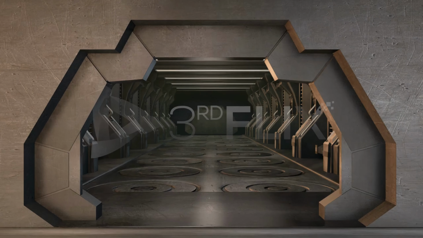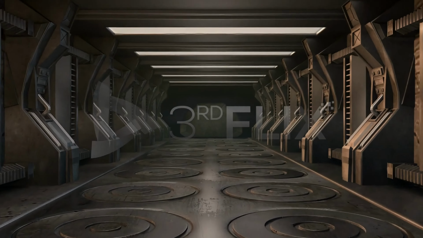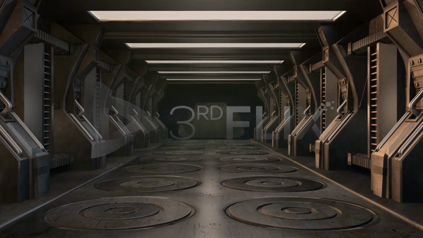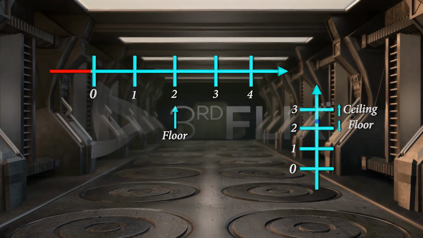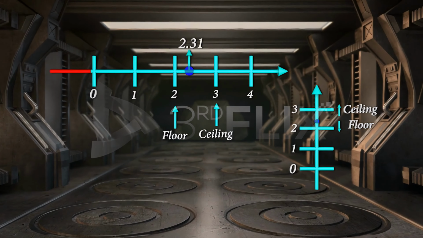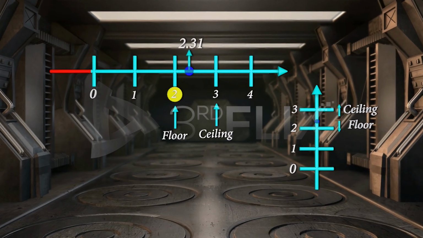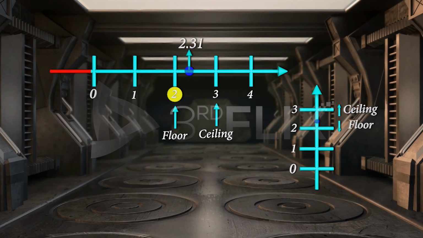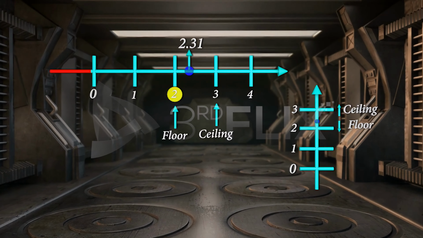The floor and ceiling functions give us the nearest integer down or up. The floor and ceiling of 2.31: the floor of 2.31 is 2. The ceiling of 2.31 is 3.